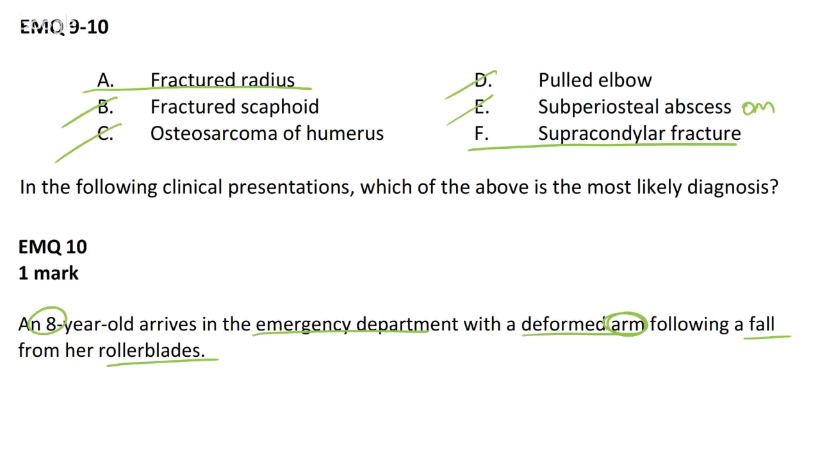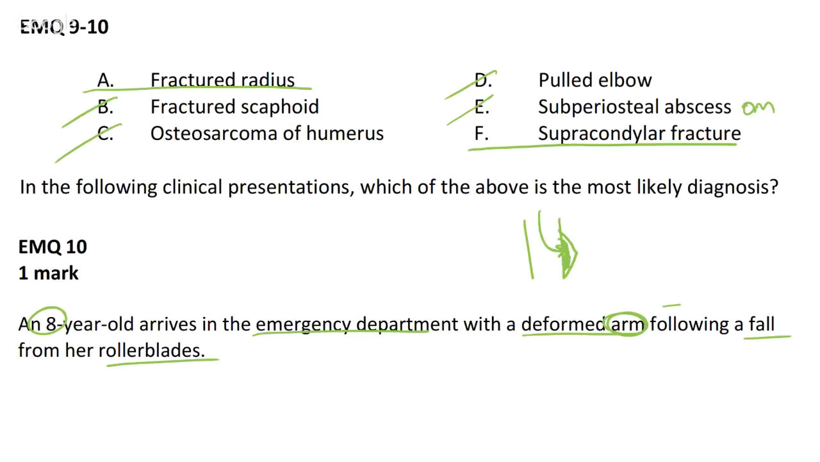So what is a subperiosteal abscess? If I drew my bone, it's when you have bacterial extravasation, then you have formation of this pus, and then that causes a little bit of tenting of the periosteum, which is what you can see on a normal X-ray.